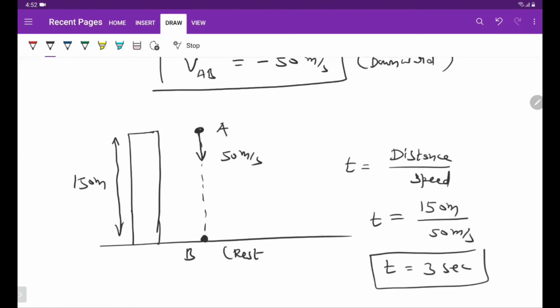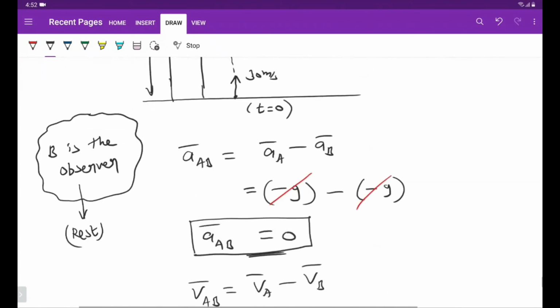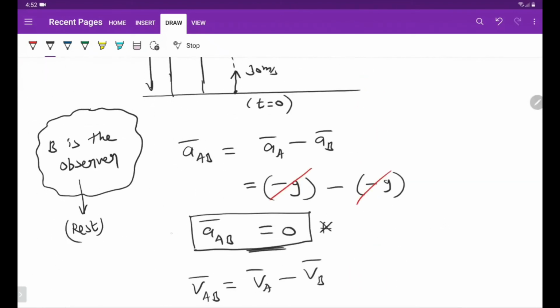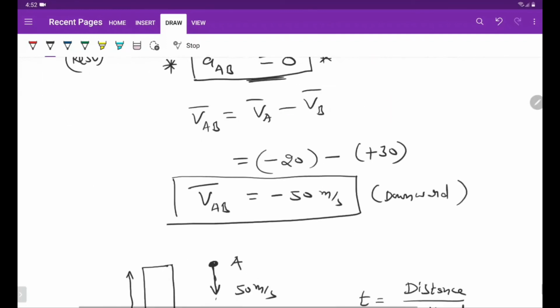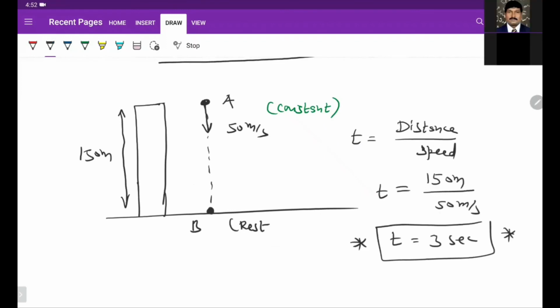So B is at rest, and A is only moving in the downward direction. In this way, we can find the time using the relative velocity method. Because of no acceleration, we got 0. So A is coming down with a constant velocity. B feels that A is coming down with constant velocity, 50 meters per second. So it will hit B. B is not moving at all. We can assume like this and we can solve.